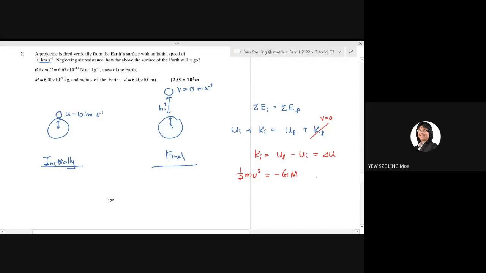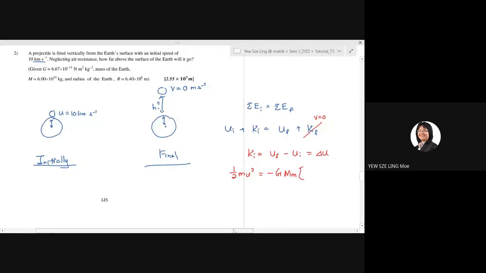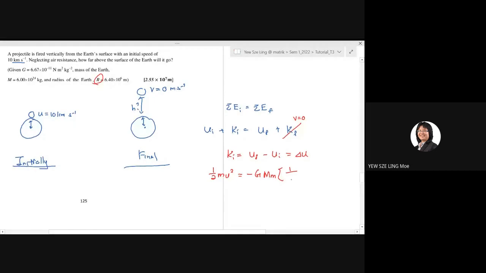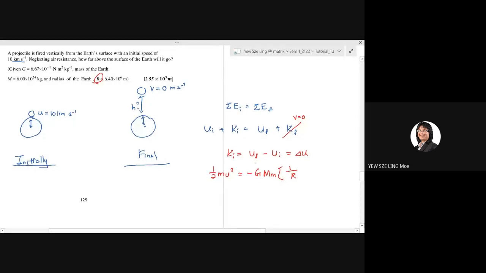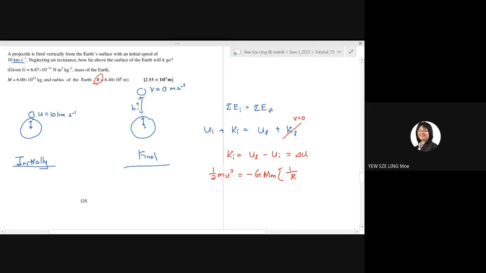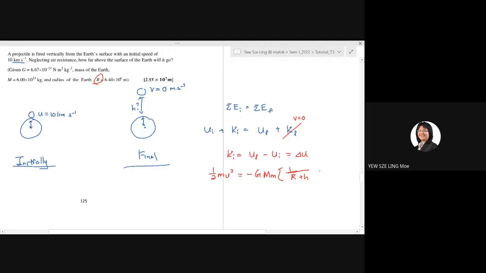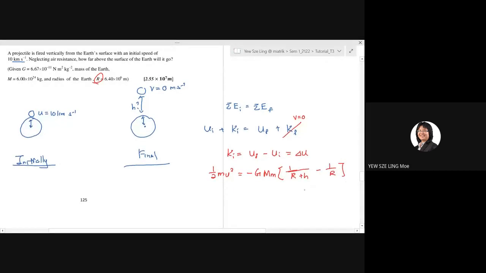GMm, and then in brackets. Initially it's located on the surface of the Earth, so 1 over capital R. We want final minus initial: the final is above a height, so 1 over R plus H, minus 1 over R. So plug in the values that you have.